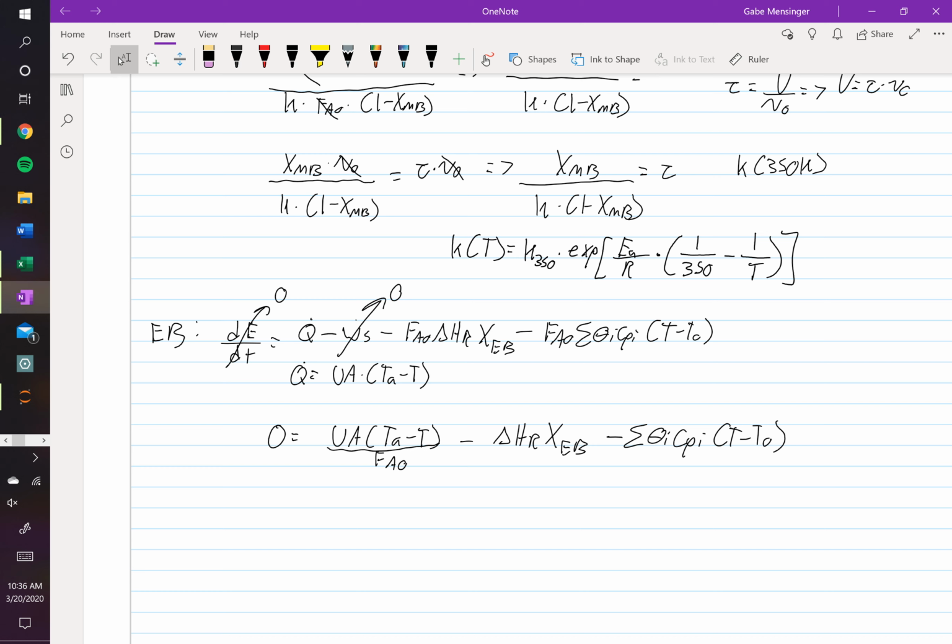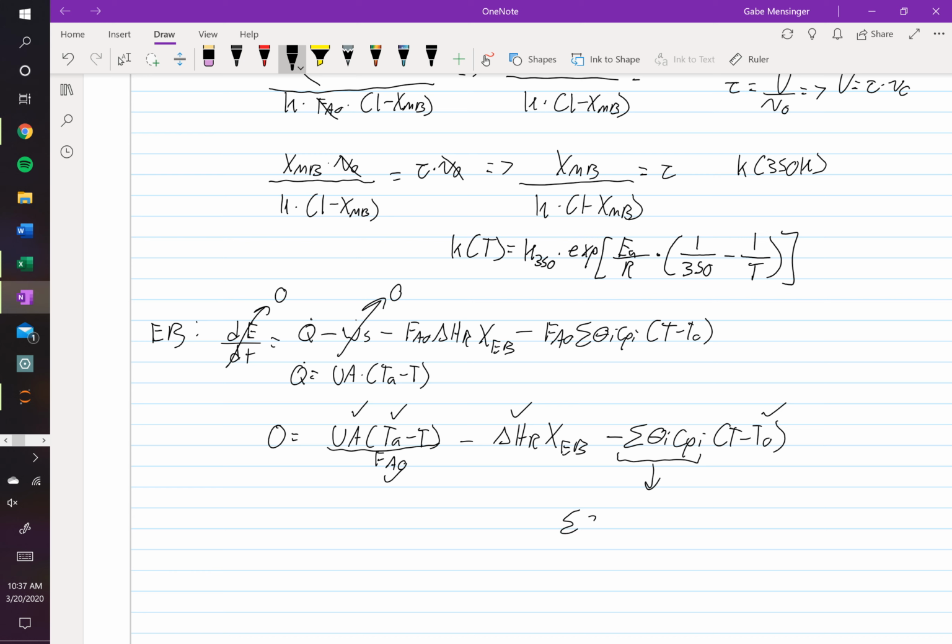Okay, so what terms do we know or do we not know? We know UA, we know TA, we know FA naught. We are similar to the last problem. We're just told that delta HR is just given. It's not given at a specific reference temperature, so we're going to assume that delta HR is not a function of T and therefore a constant. And we're given T naught. We don't know this yet.